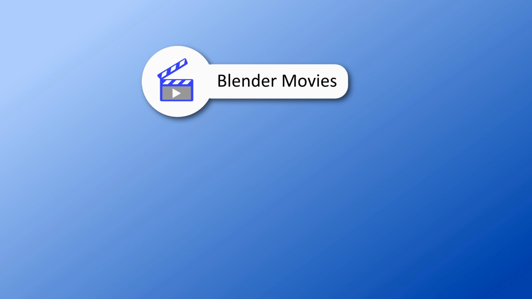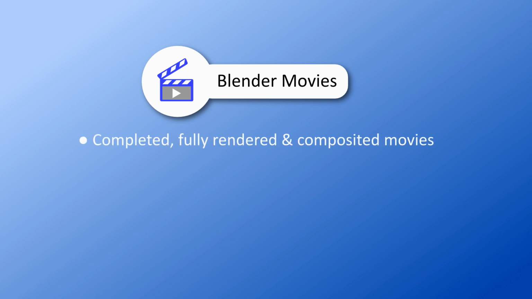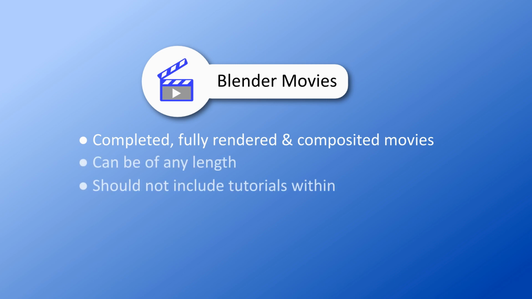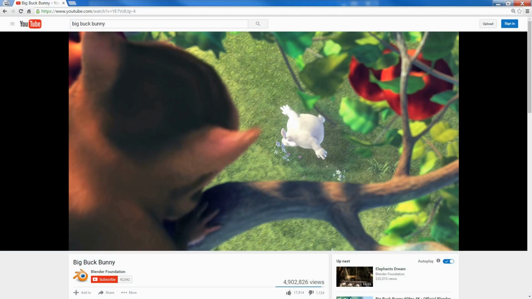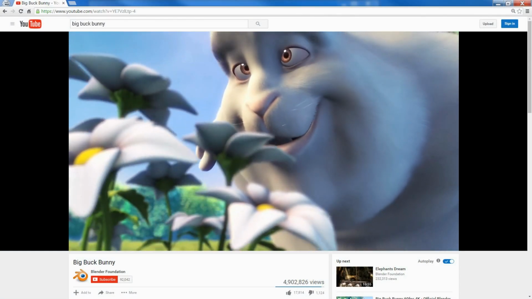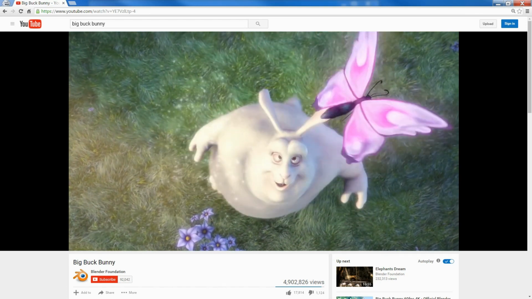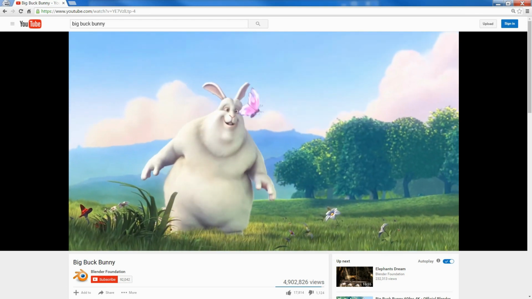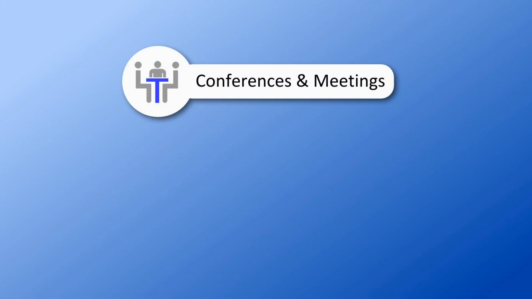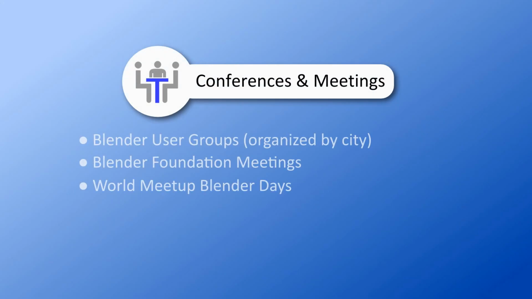Blender movies are finished, rendered, and post-produced movies and animations. They should not include mini tutorials or discussions within the movie. This would be more of a fit for a project demo. Of course, the best examples of these are the Blender Foundation's own featured movies, such as Big Buck Bunny, Sintel, and Tears of Steel. These are fun and a great inspiration for those wanting to learn what Blender is capable of. Conferences and meetings include Blender User Group meetings, World Meetup Blender Days, Blender Foundation discussions, and the like.